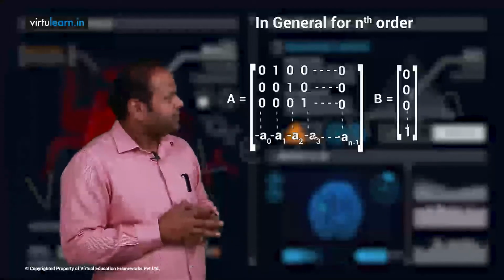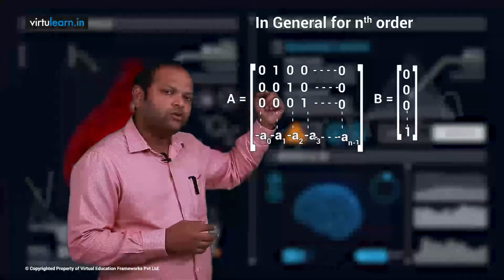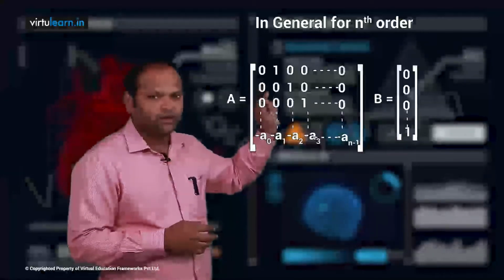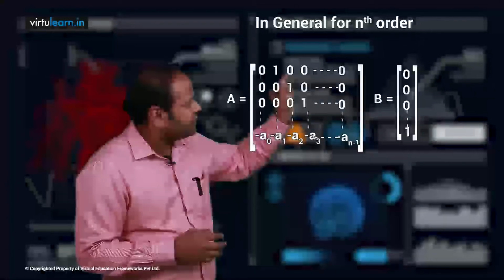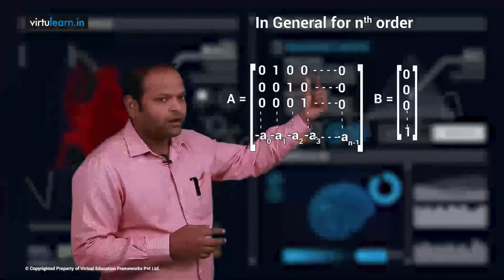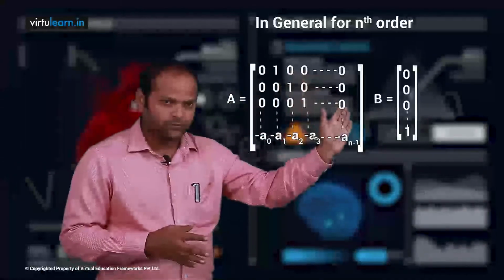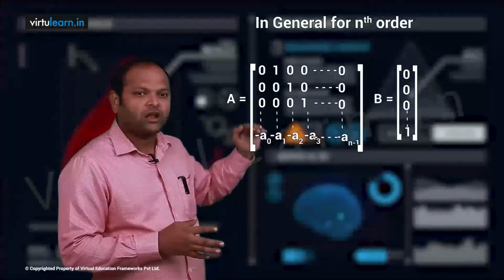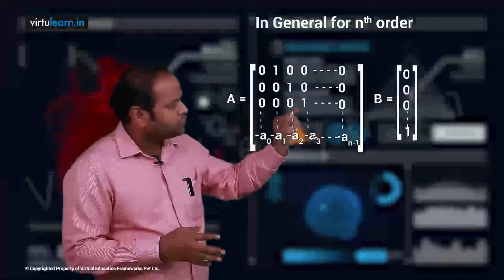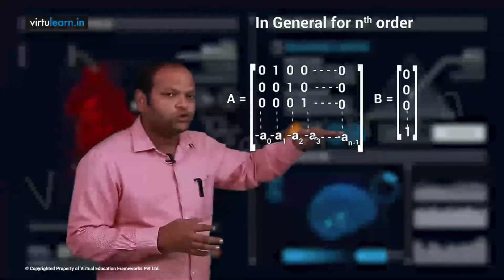Very standard. Then in the second row, all elements are 0 except one element is 1, and that 1 is shifted towards the right. That means the second row is 0, 0, 1 and all others are zeros. So likewise you can shift that 1 like this, and just before the last row, 0, 0, 0, 1, the last element is 1. Then what about the last row?